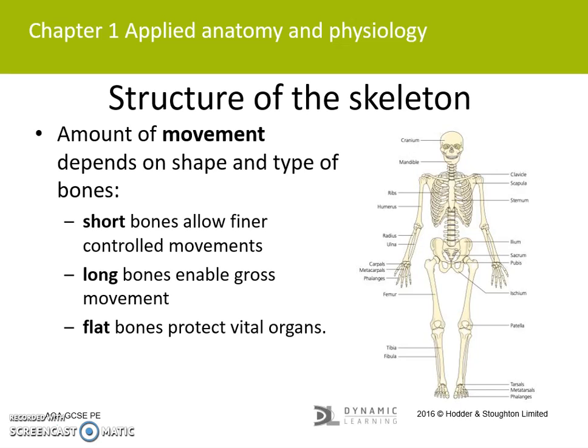Now, regarding the structure, the amount of movement that you're able to produce depends on the shape and the type of bones. So some bones are very, very short, and they allow for fine, controlled movements. Some bones are very long, and that allows you to produce large or gross movements. You've also got flat bones, like in your skull, which protect your vital organs.